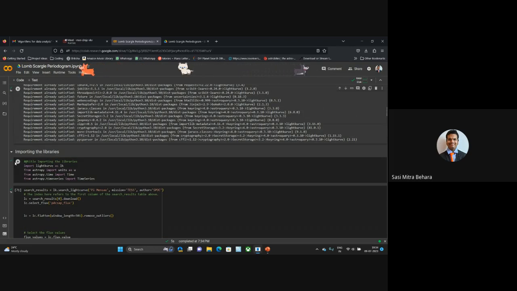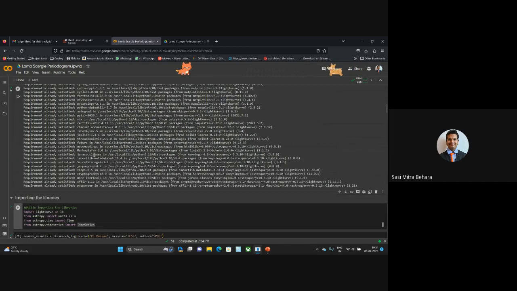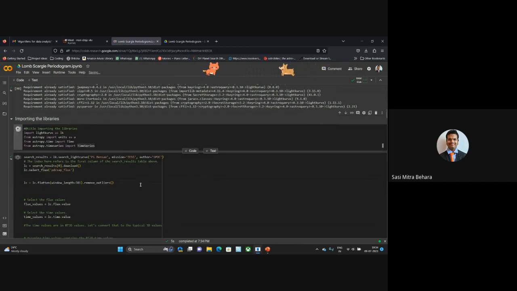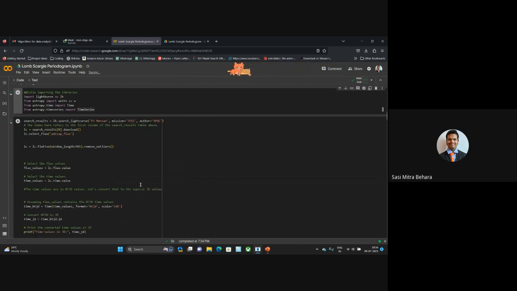Now, similar to the light curve library, there's also the Astropy library. It has all sorts of nice functions to deal with units, to deal with time, to deal with time series data, etc., which makes things really nice for us. So let's just import the necessary libraries.